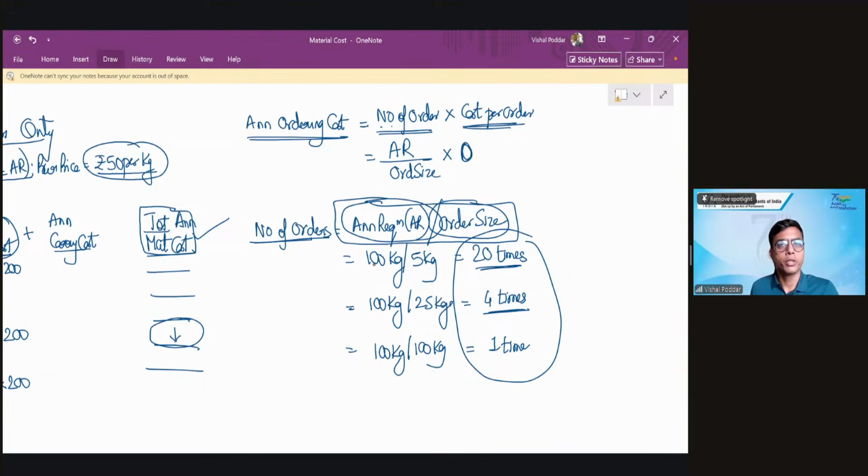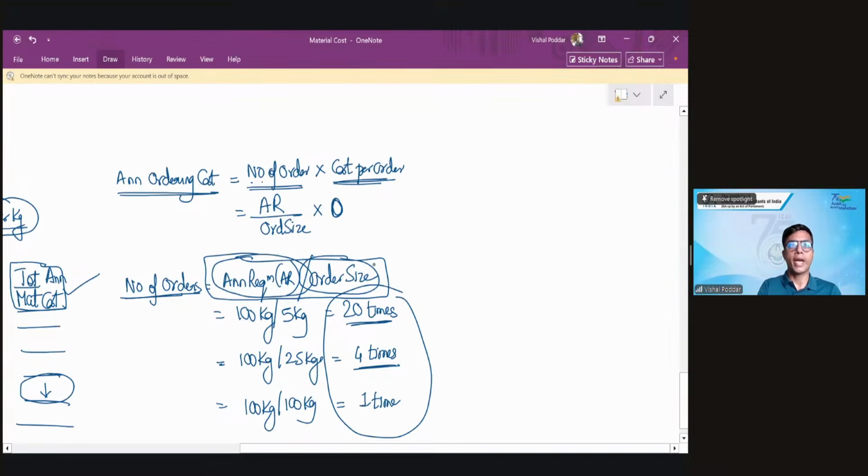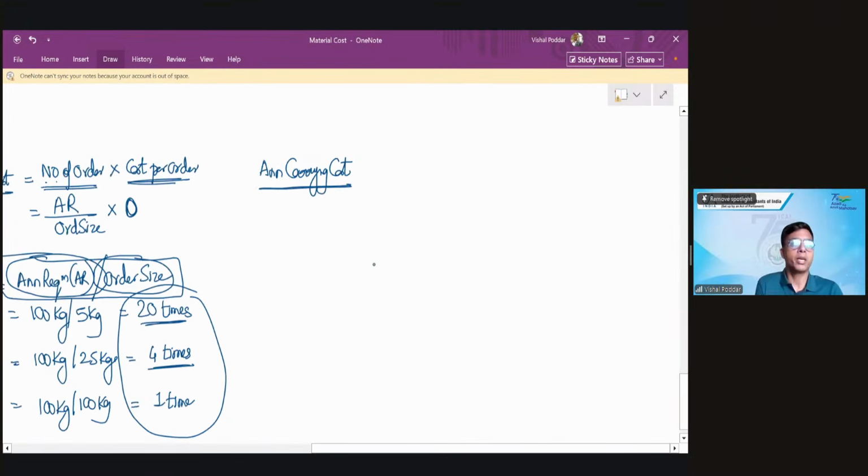Correct, students? So this is my annual ordering cost formula, and this is how I will get my cost every time. Now this will be calculated for all the options. I've given you 3 options to take as an example. Now comes the last cost, that is carrying costs. What is this annual carrying cost? Students, pay attention. Annual carrying cost, in very simple words, is the cost of keeping the material till it is finally used.